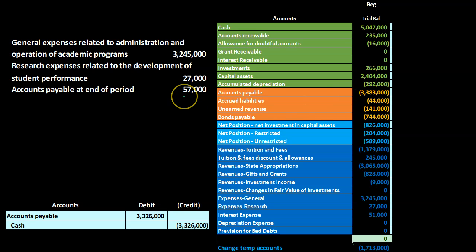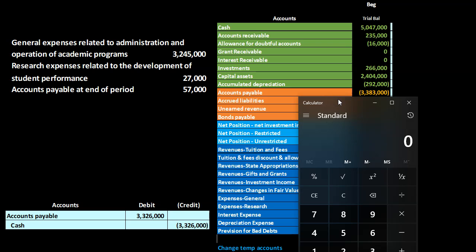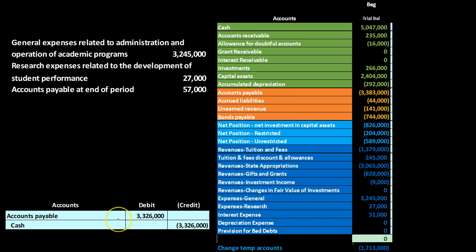We're going to do that by saying the accounts payable at the end should be $57,000. What is currently in accounts payable is $338,300. We want it to be $57,000, therefore the transaction is $3,326,000. So that's going to be our debit and our credit down here. If we record this out, let's see if it does what we would expect it to do. We expect this accounts payable account to go down to the $57,000.